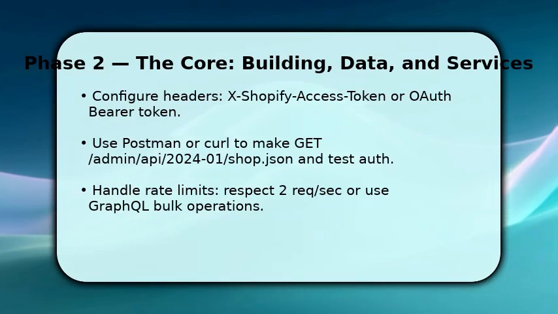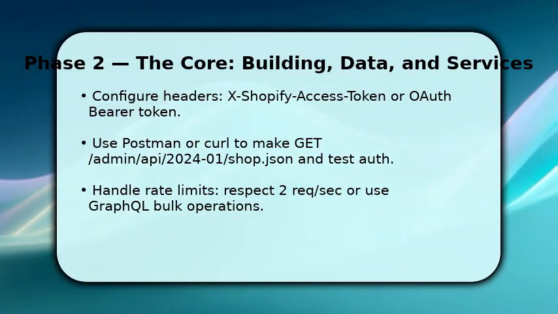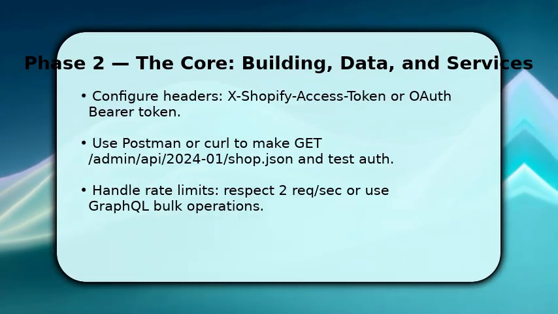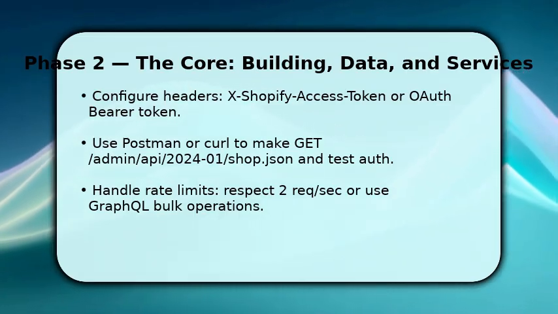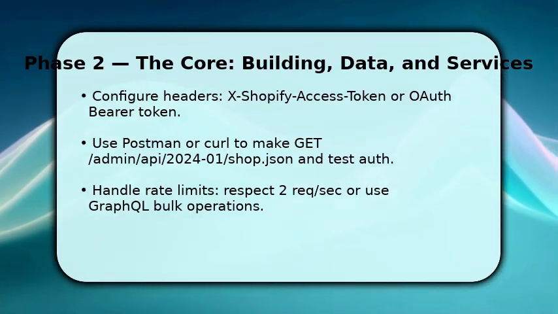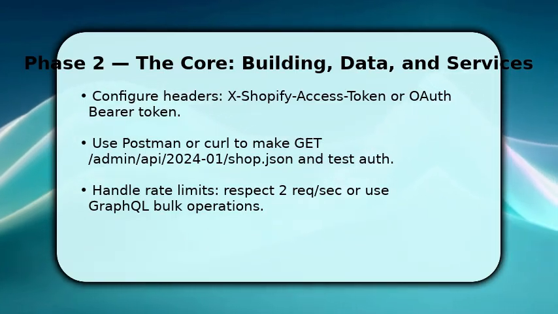Next, authenticate and validate your calls. If using a private app token, add X-Shopify-Access-Token. For OAuth, exchange the code and use bearer token in authorization header. Then, make a simple GET to /admin/api/2024-01/shop.json to verify credentials and the shop domain.